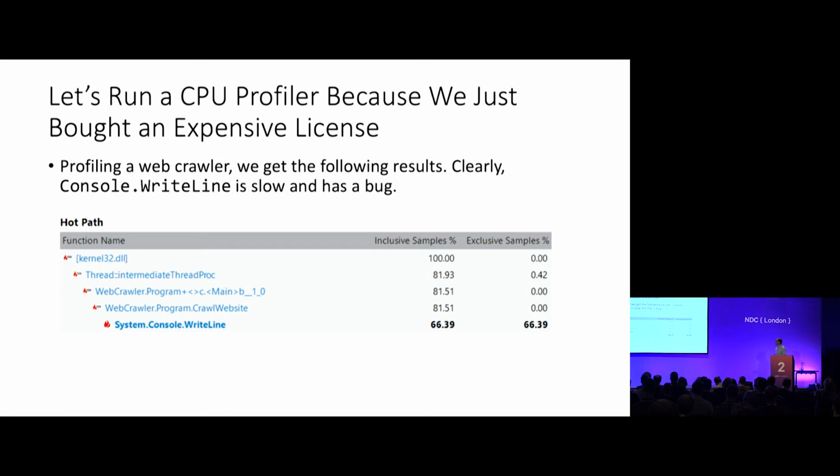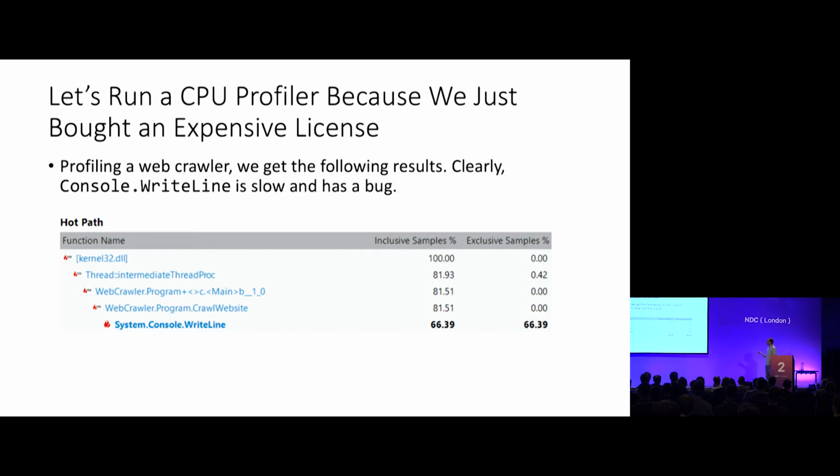This is an example of output from the Visual Studio CPU profiler. It's really easy to run and get results from an application. In this case, we run it on a web crawler, which is downloading pages off the web as fast as it can. The profiler results point to a particular function called console.writeLine, which is taking 66% of the application's CPU time. Does that mean we have to fix console writeLine or replace our usage of console writeLine with some other more efficient method? Not necessarily, because maybe our application is not really taking lots of CPU anyway.